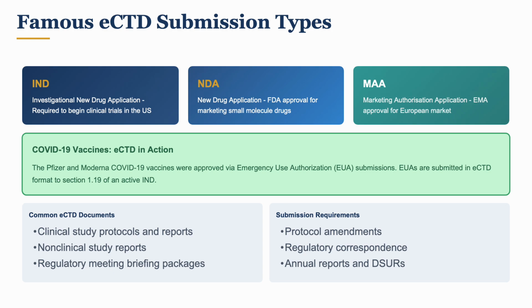A particularly timely example is the Emergency Use Authorization or EUA. The Pfizer and Moderna COVID-19 vaccines were authorized through EUA submissions. Importantly, EUAs are submitted in eCTD format to Section 1.19 of an active IND. You must have an active IND to request an EUA.